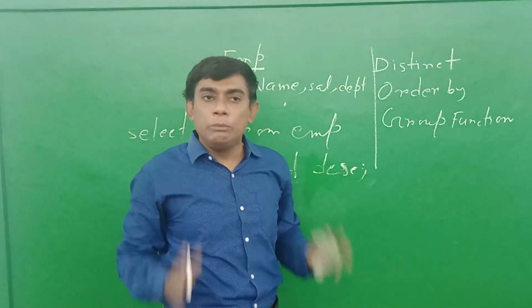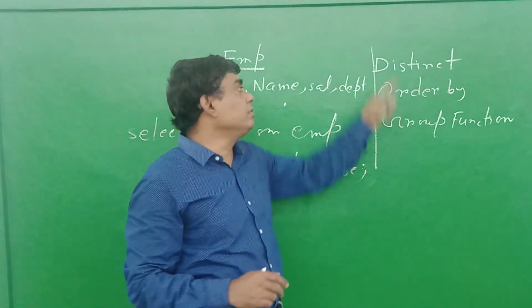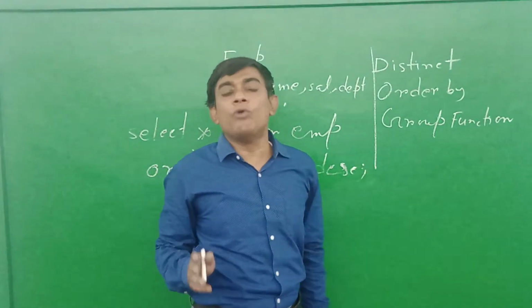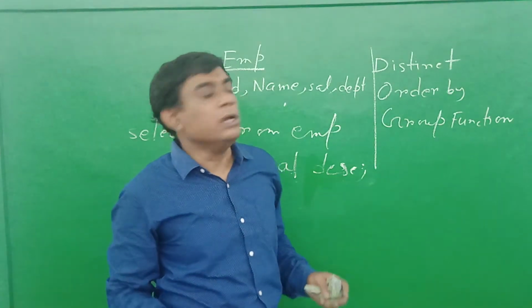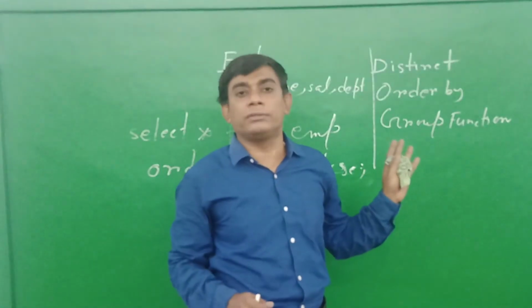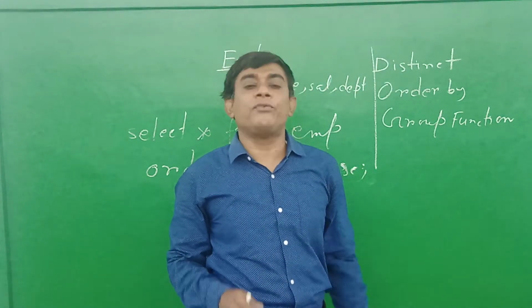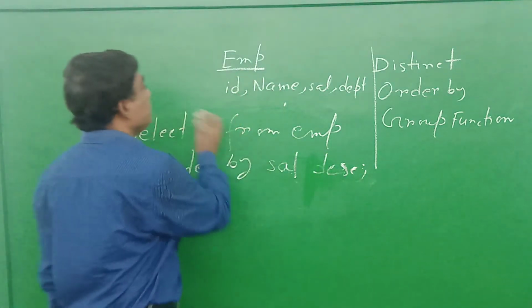So what is distinct clause? If you want to remove the duplicate value from the result of the query, we use distinct clause. And what is order by clause? If you want to arrange the data either in ascending or descending order, we use order by clause. For ascending, we have to write ASC, and for descending, we have to write DESC.